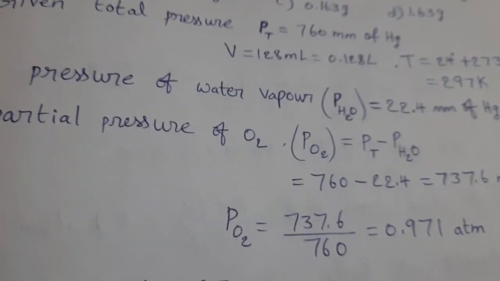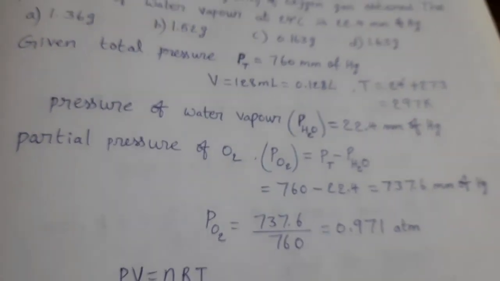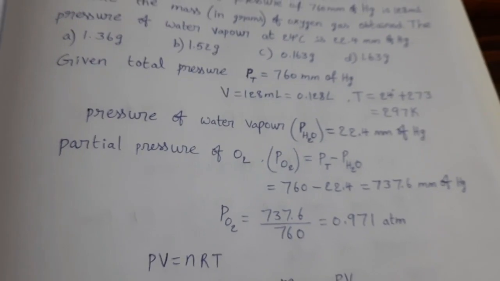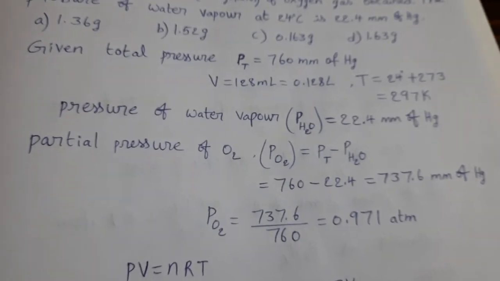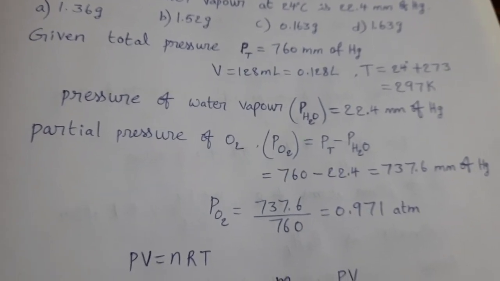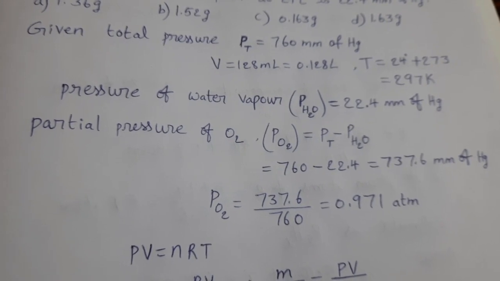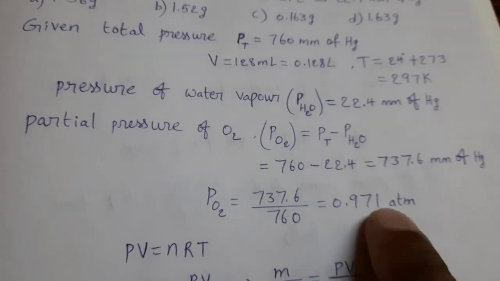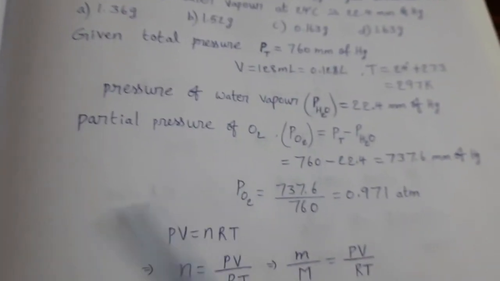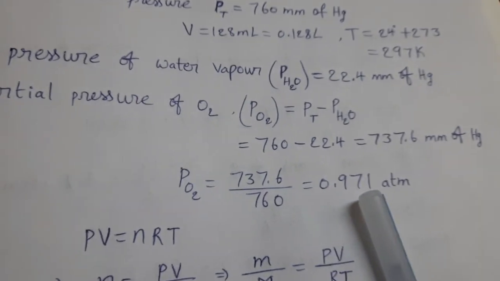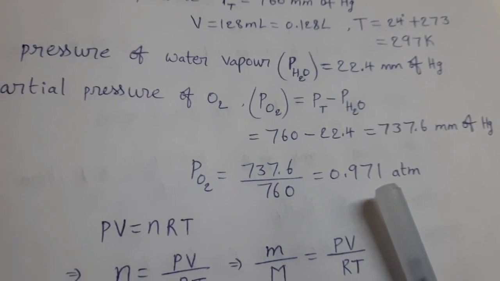So partial pressure of oxygen in terms of atmosphere: 737.6 divided by 760 atmosphere per mm. Then we can get it in atmosphere, 0.971 atmosphere.